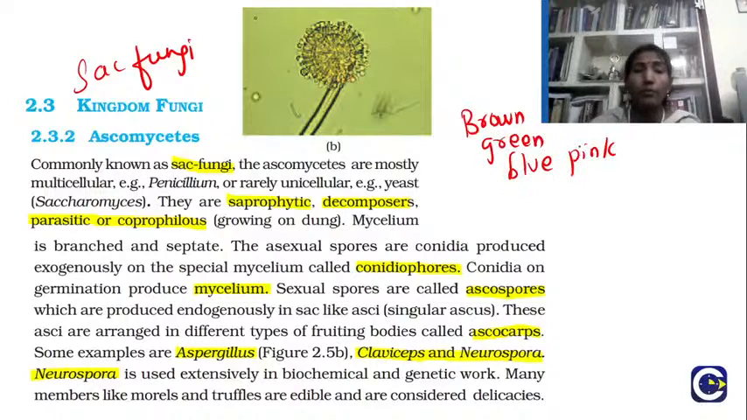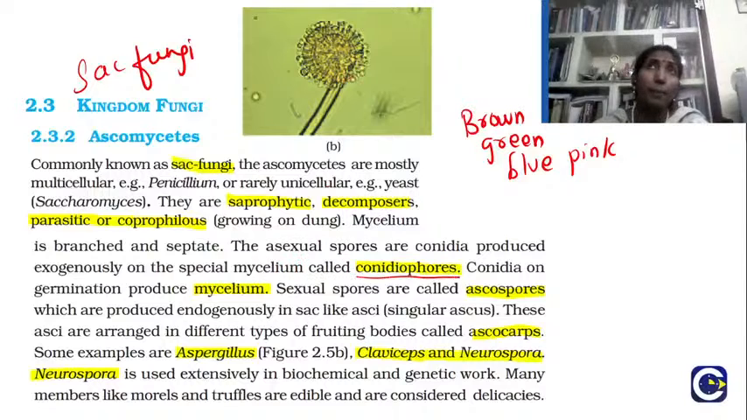Even morels and truffles that we mention are all of that only. They are rarely unicellular, like yeast, Saccharomyces. They are saprophytic decomposers, parasitic or coprophilous. What is coprophilous? Those that grow on dung are called coprophilous. The mycelium will be branched and septate. The asexual spores in that special mycelium we call conidiospores.